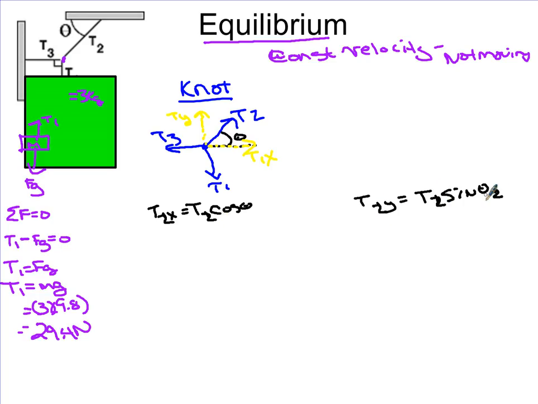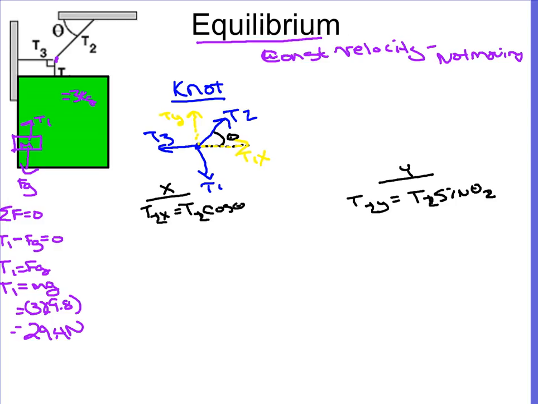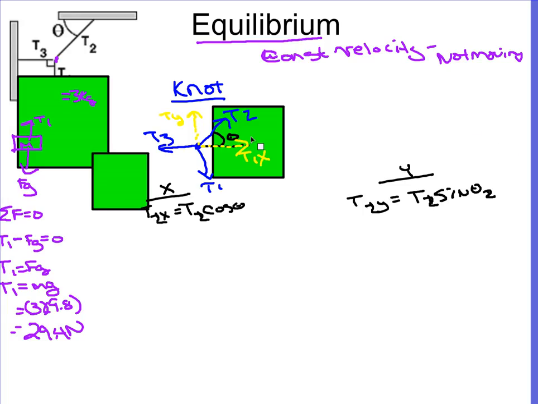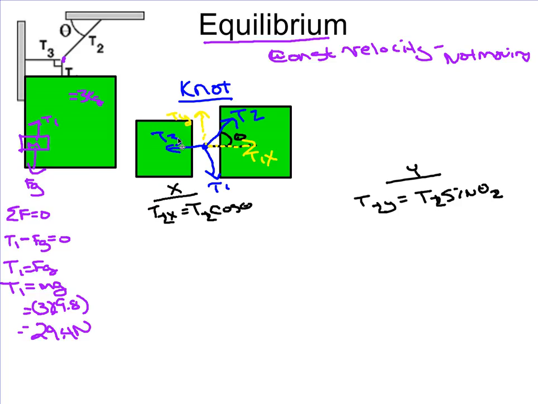I've already found T1. Now, T3 is at 90 degrees. We're going to leave that alone for the moment. If T3 were at an angle, I would need to find T3x and T3y. As you can see, I'm setting up my x, y columns. The beauty of this is we can always treat these completely separately. Now let me get another box. The first thing I'm going to do is ignore everything covered by those blocks.